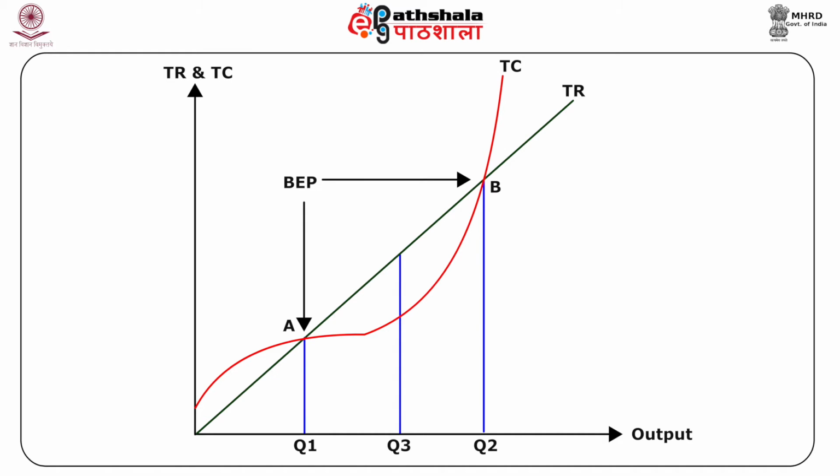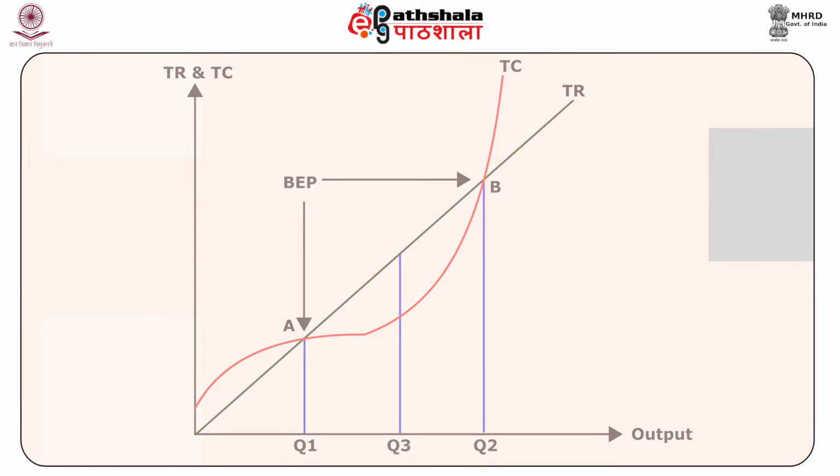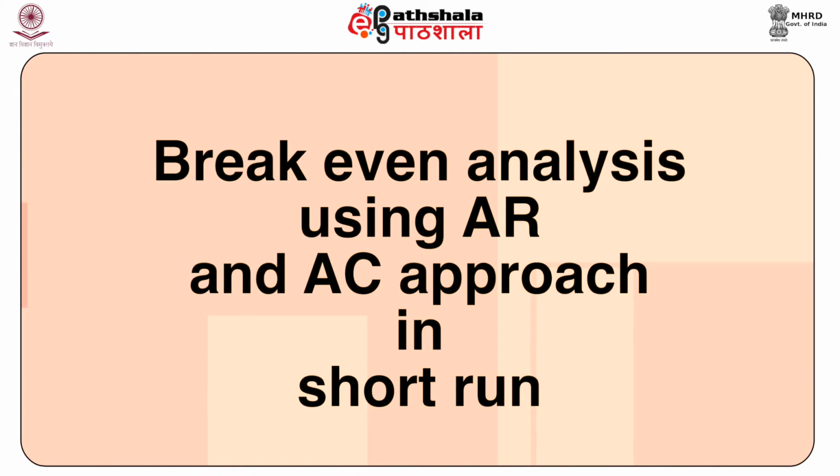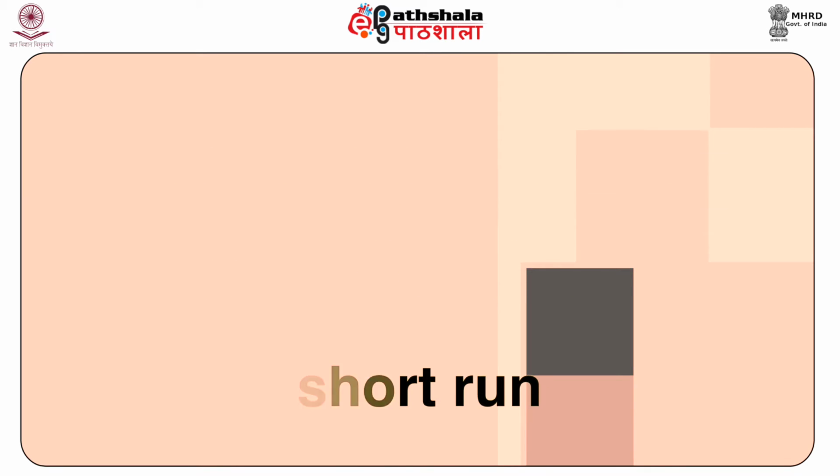Firms will earn a profit if they produce some output that lies between Q1 and Q2. Elsewhere, they will incur losses. Profits will be maximum when the firm produces at Q3 level of quantity, where the gap between TR and TC is maximum. Break-even analysis using AR and AC approach in the short run.